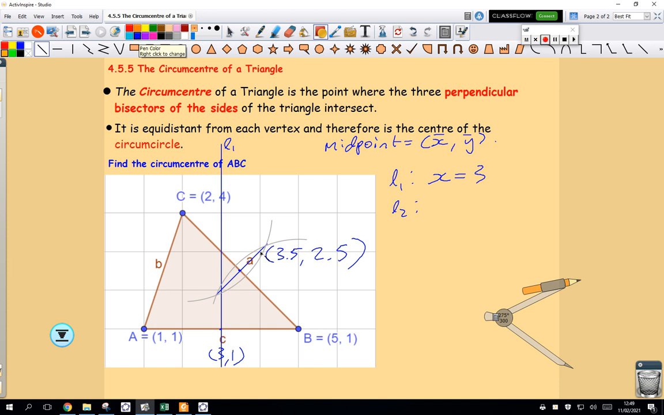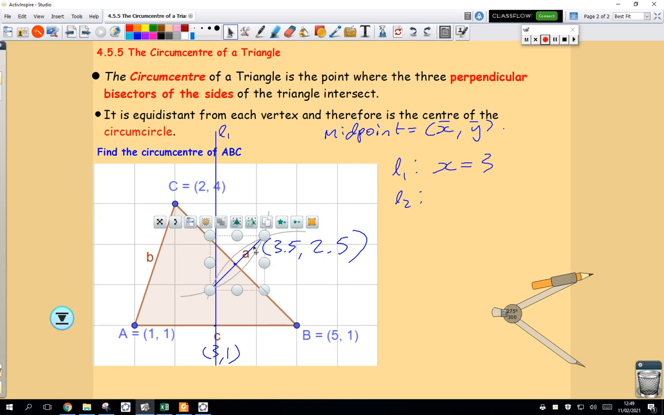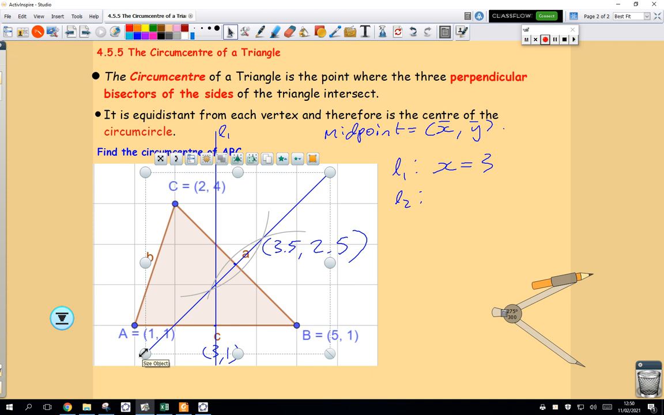I want to look at the equation of this line here. Let me extend it a little bit out this direction and down this direction. I'm going to find the equation of this line. This line is the perpendicular bisector of side little a. It's going to have equation line L2, and I want to figure out what that is.